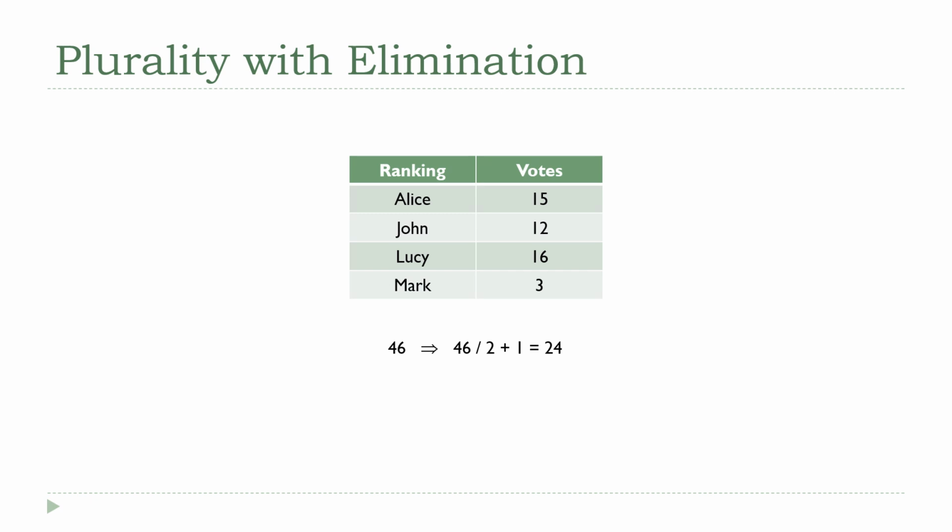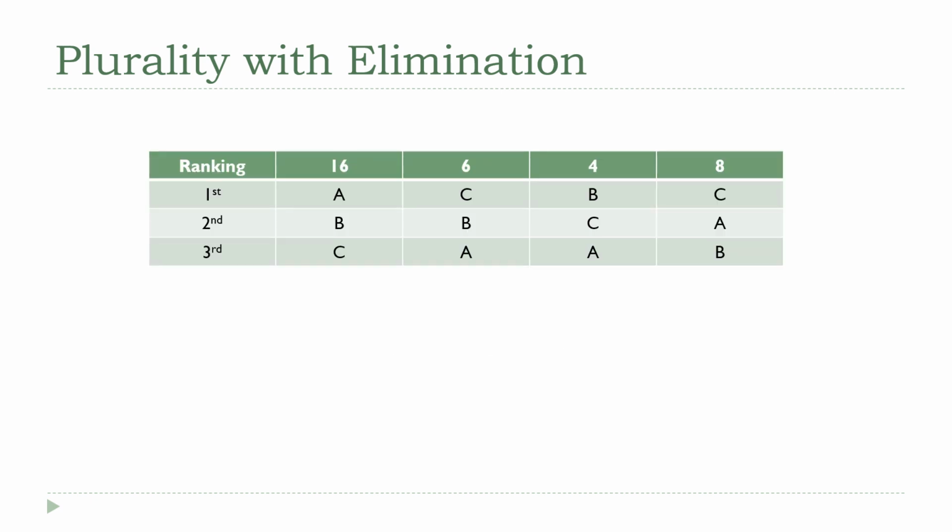Okay, let's look at an example. I've got, again, our preference table here, with different sets of candidates and the number of people that picked each of these arrangements. So the first thing we need to do is figure out how many votes you need to win. Well, 16 plus 6 plus 4 plus 8, that's 34. 50% plus 1, you need 18 votes. So far, nobody's there.